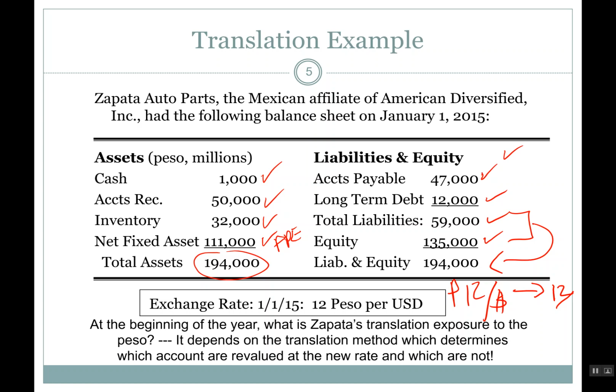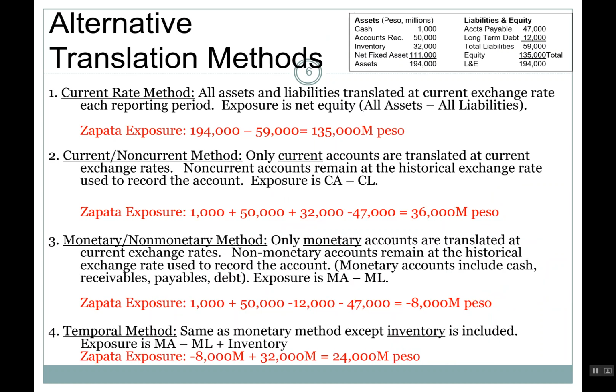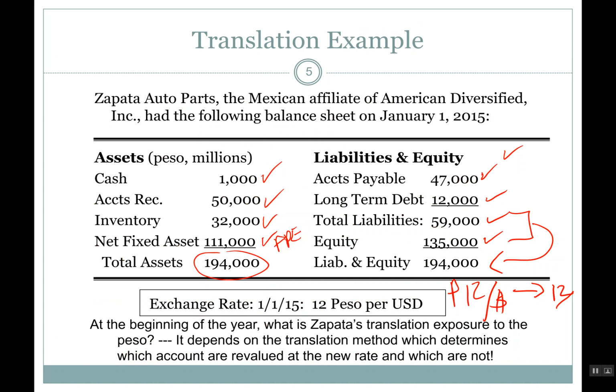So what we're going to try to figure out is, what does Zapata have to do? What do they have to recognize as a gain or loss? So that's what we're going to do. All right, so what I need to determine now is, what is the accounting translation rule that determines that if this exchange rate goes from 12 to 13, which of these accounts have to be restated?